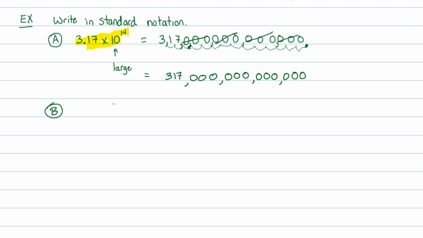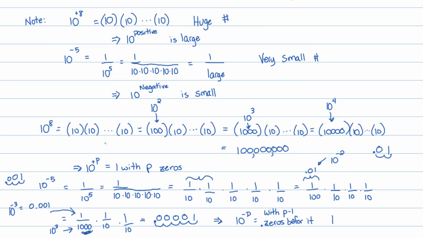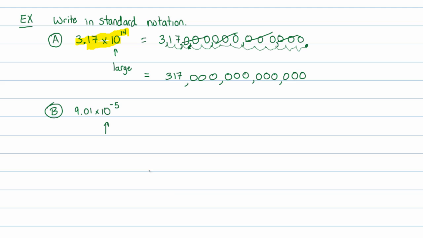Let's do another example. Let's say I have a number like 9.01 times 10 to the negative 5th. In this case, I need to know, is this 10 to the negative 5th going to shrink this number or grow this number? Well, 10 to the negative 5th, as we said in the previous page, when you have a negative exponent on your 10, that's a very small number. 10 to the negative 5th is a very small number. So I'll just write small below it, which means that it's going to shrink that number 9.